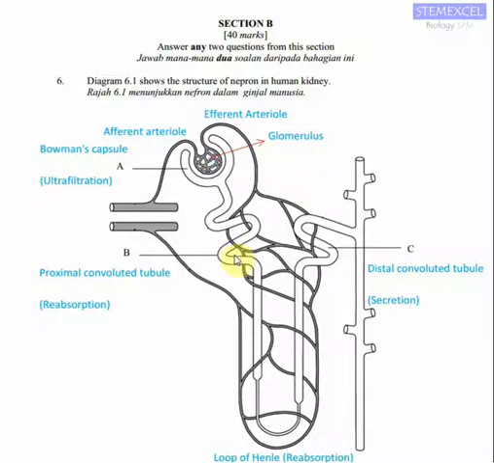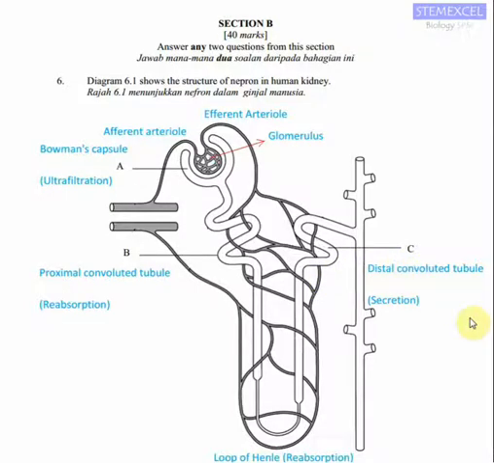Here you have the proximal convoluted tubule, where reabsorption is the most active. And further down you have the loop of Henle, which also has active reabsorption occurring. And further up here you have distal convoluted tubule, where most of the secretion occurs, and this is then the renal tubules. So proximal tubule, remember proximal means nearer to the body. Distal means much further away.